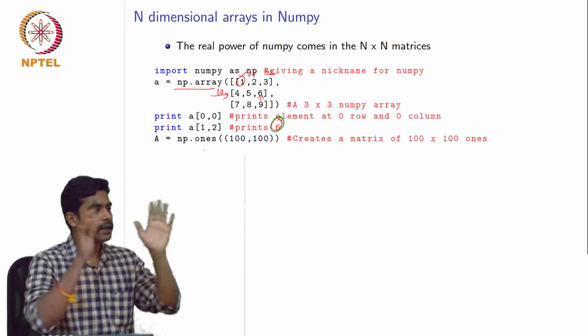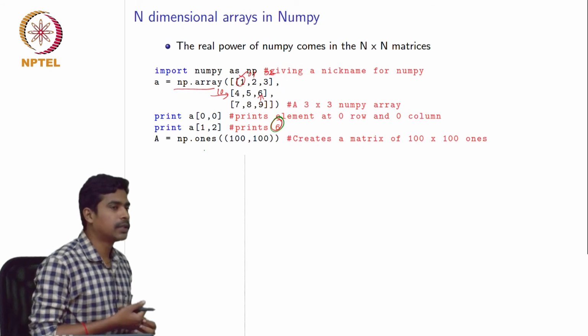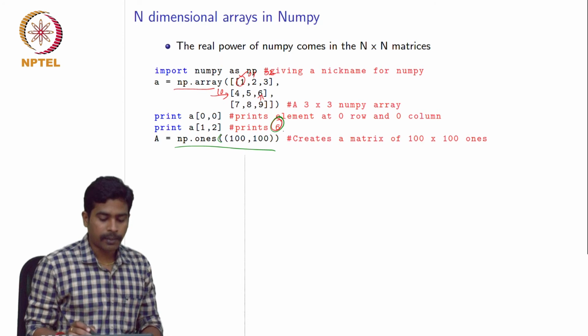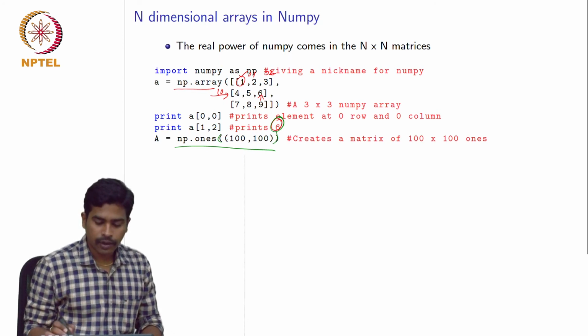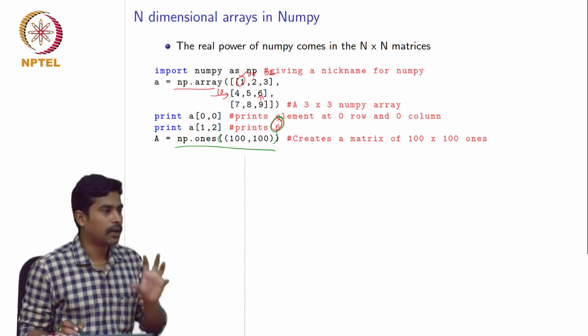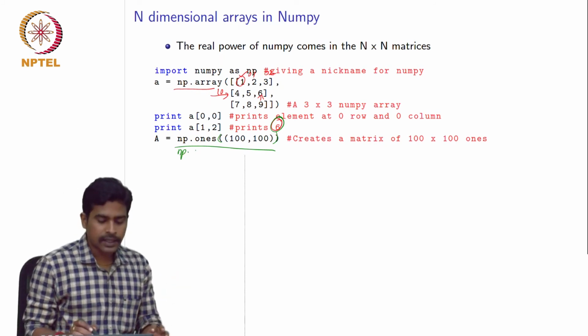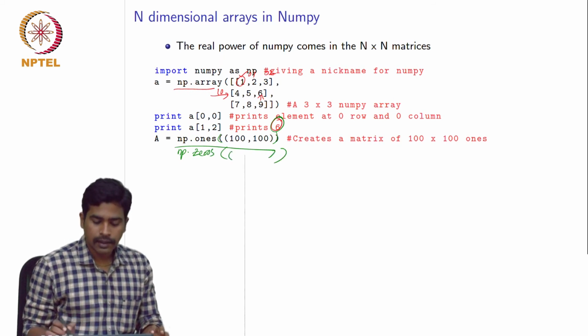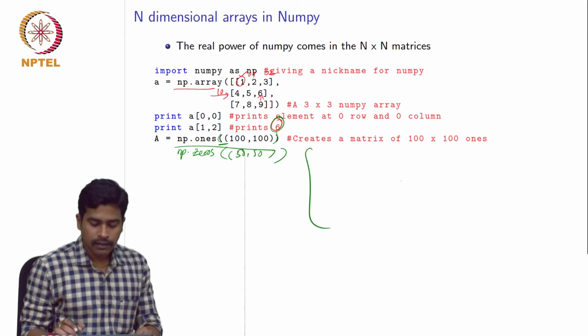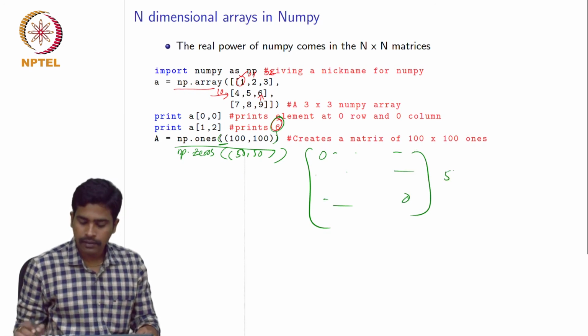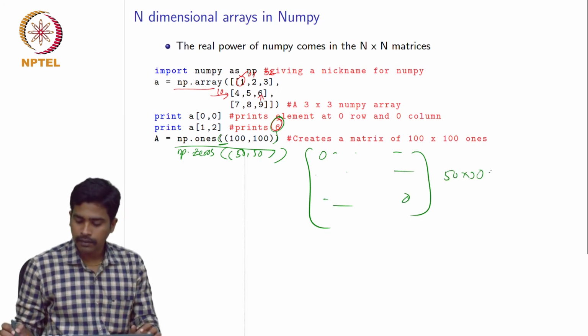And if you want to create an array of 100 by 100 zeros or 100 by 100 ones, this is the command used. numpy.ones, and you have to give the shape of the matrix, I mean 100 by 100 or 50 by 50, whatever. Similarly, there is another command called numpy.zeros, and you have to give the shape. Remember, there are two brackets here, not just one. For 50 by 50, this will return a matrix of 50 by 50 zeros.